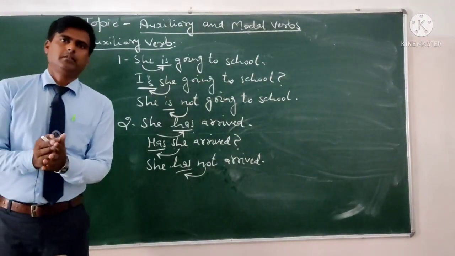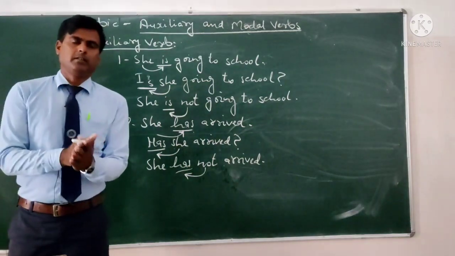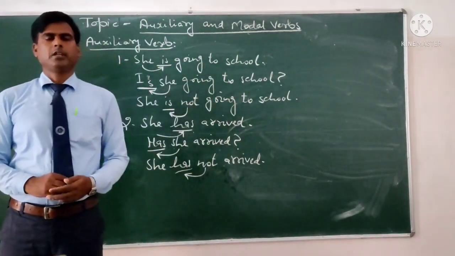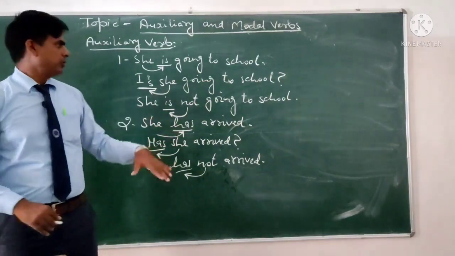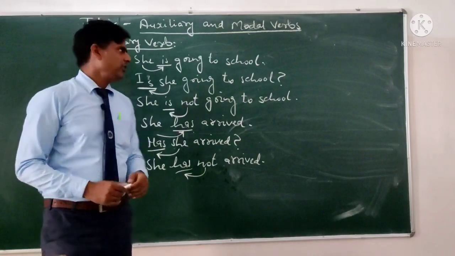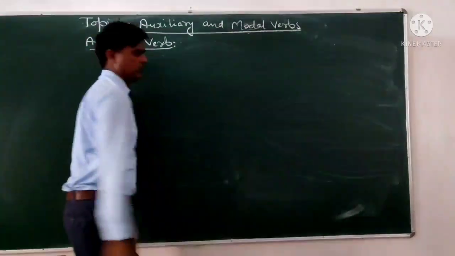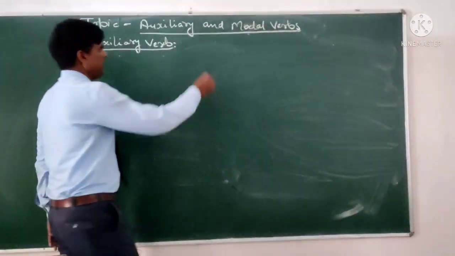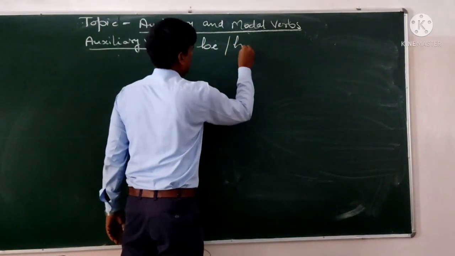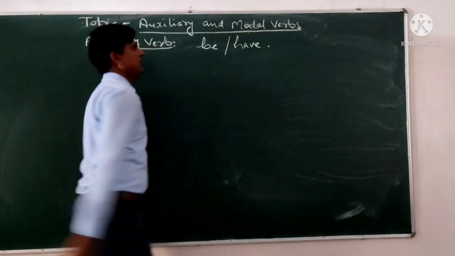It does not matter whether the auxiliary verb is a primary auxiliary or a modal auxiliary. All auxiliaries are used in the same way. Okay. Now let us see more things. The auxiliaries be and have.